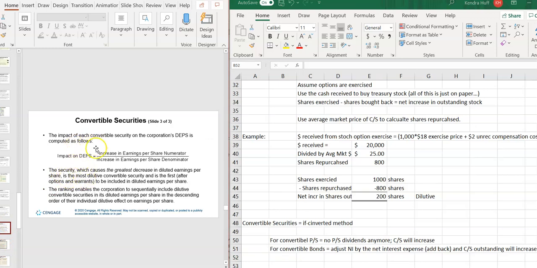All right, so to figure out the impact on diluted earnings per share, you figure out each individual increment here. So the increase in earnings per share numerator, so without the preferred stock dividends, or the preferred stock dividends divided by the increase in common stock, and that's how you figure out the impact. Okay. The one that has the greatest decrease in diluted earnings per share is the most dilutive, and then it's added in first.